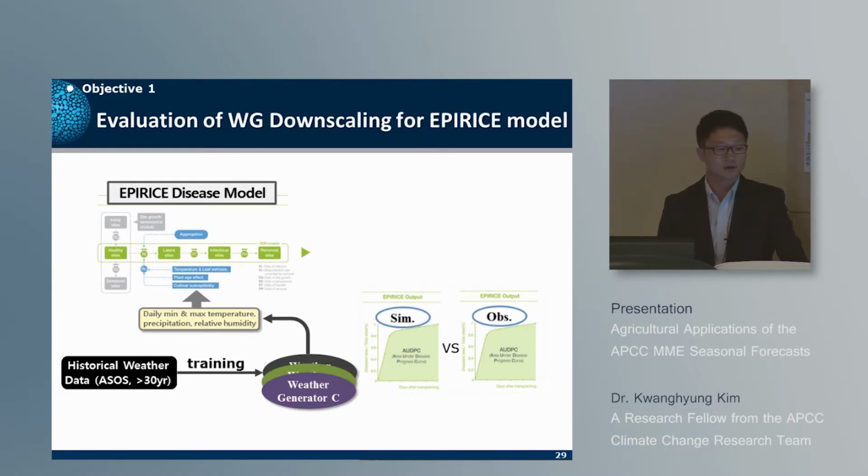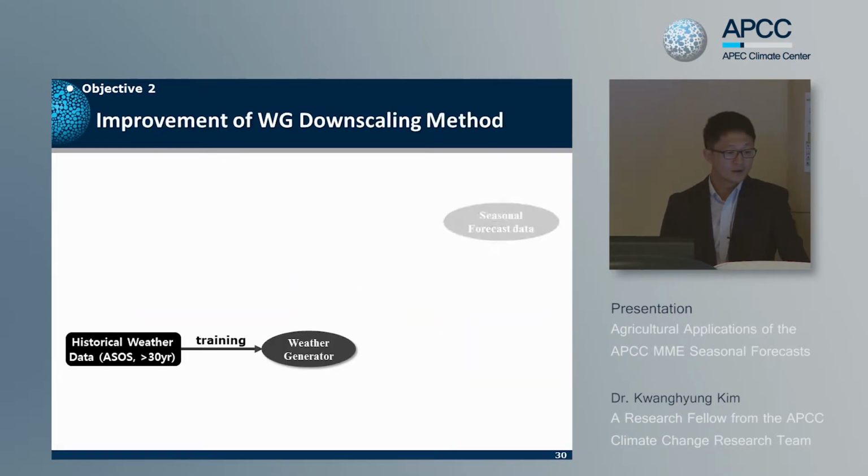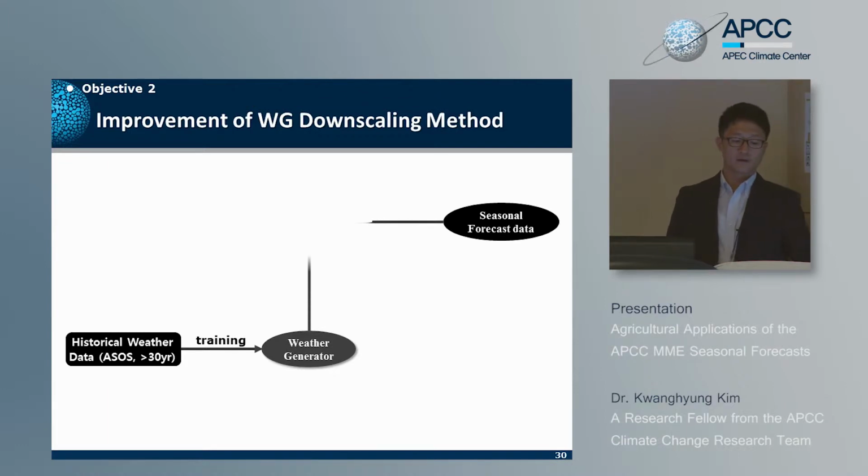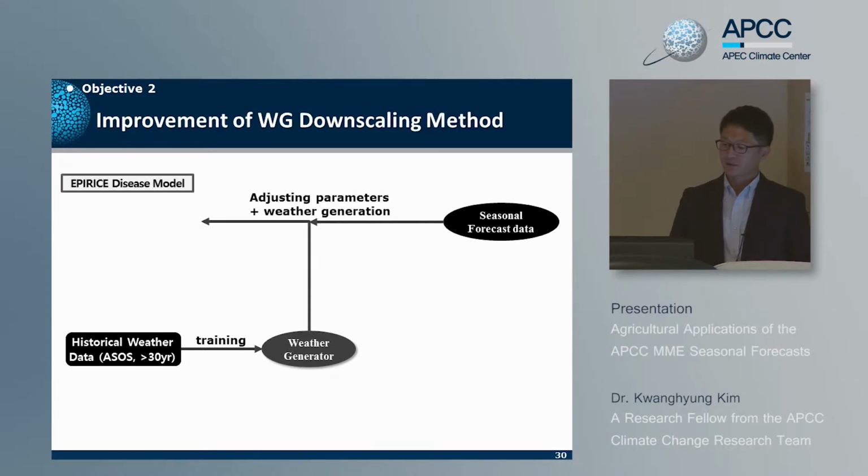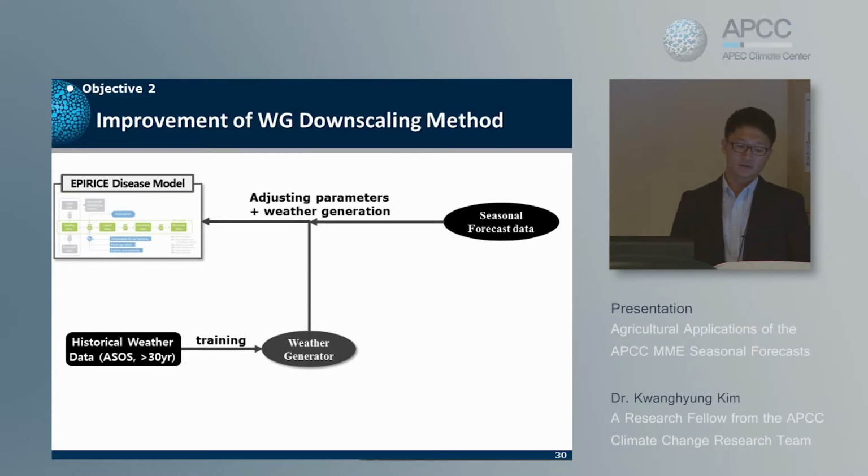Second, we tried to improve the weather generator downscaling method by applying some additional steps. The original idea was just to modify the weather generator's parameter metrics based on a forecasted weather value, and then generate a series of synthetic weathers, and then use them for the EPIRICE model run. But we are not comfortable with that idea, because in that way we lose the exact forecasted value or number of a given forecast.